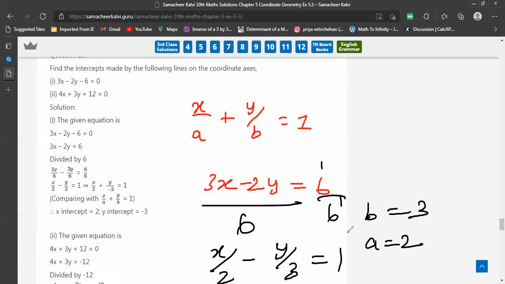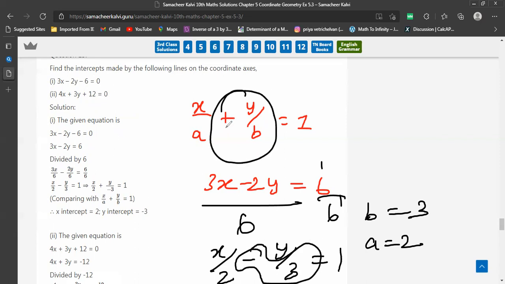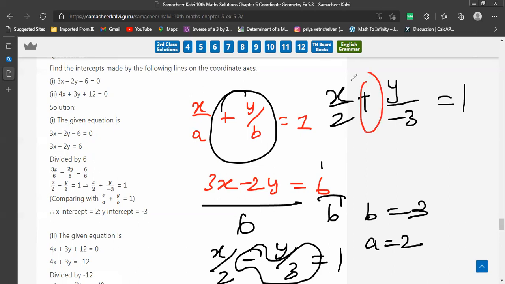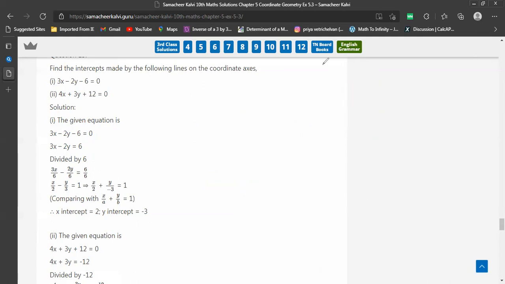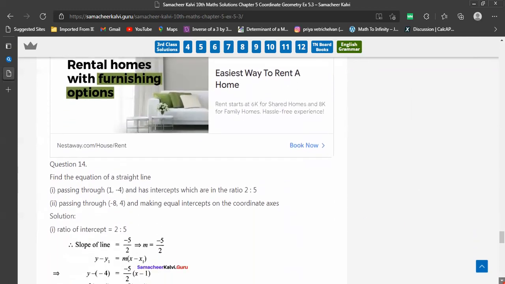Yeah. And here you do have a minus sign. So you will write the intercept in the positive form always. So you can rewrite this as x upon 2 plus y upon minus 3 equal to 1. So the b intercept will be in the form of negative. So b equal to minus 3. So make sure you rewrite this. Subdivision 2 is also the same kind.